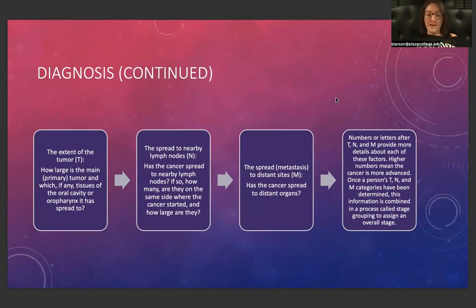How large are they? The spread, which is metastasis, to distant sites, is indicated by a capital M. Has the cancer spread to distant organs? The numbers or letters after T, N, and M provide more details about each of these factors. Higher numbers mean the cancer is more advanced. Once a person's T, N, and M categories have been determined, this information is combined in a process called stage grouping to assign an overall stage.